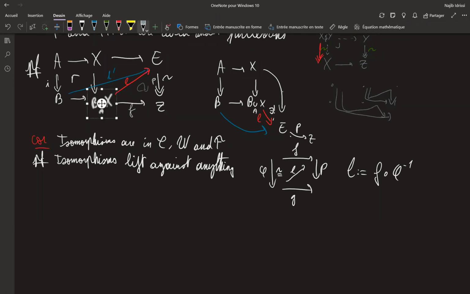Because by the universal property of the push out, there is a unique map from the push out to Z, such that the composition with this map is equal to this map, and the composition with this map is equal to this map. All right. So you have to use the universal property of a push out. Okay. It's a small exercise. All right.